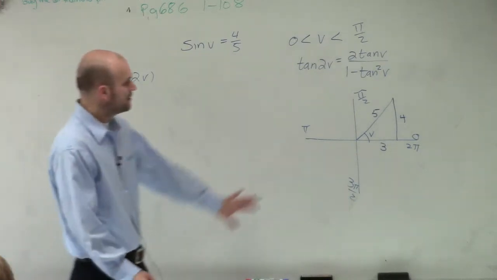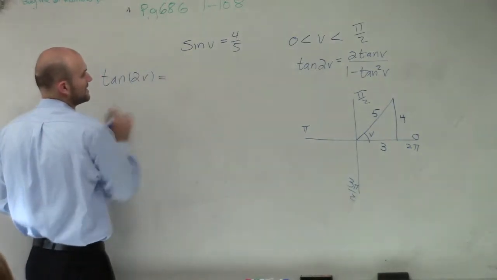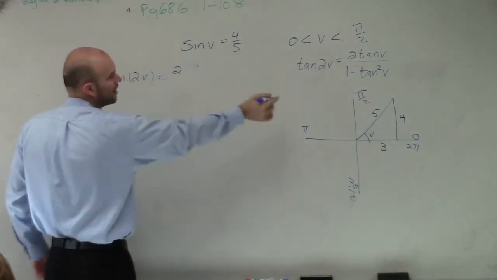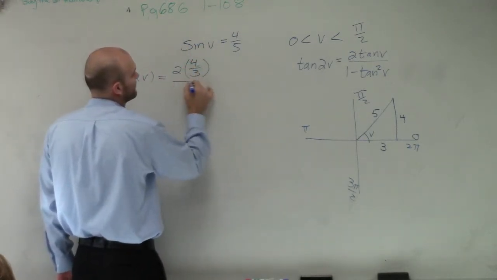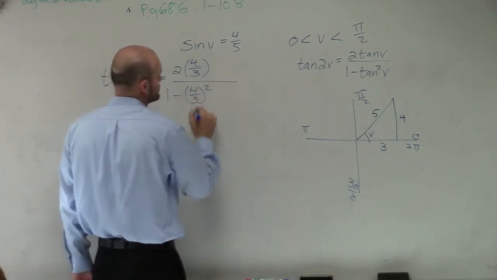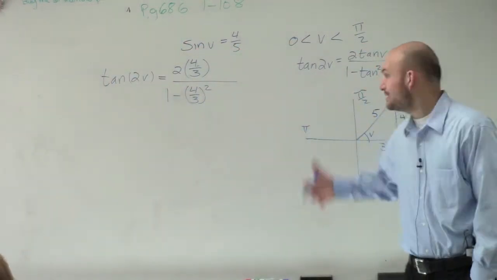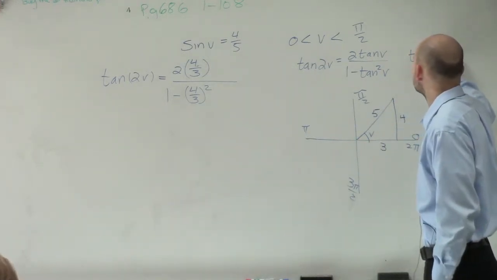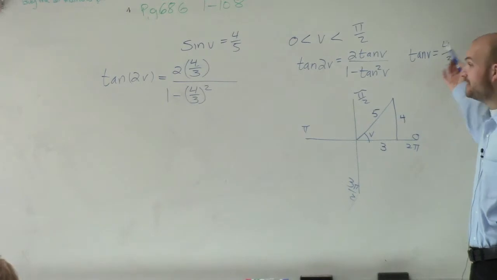All right, so now I'm able to figure out my tangent of v. So now what I'm going to do is just plug it into the formula. So the tangent of 2v is 2 times the tangent of v, which is 4 over 3, divided by 1 minus 4 over 3 squared. Right? It's not the tangent of 4 over 3. The tangent of our angle, the tangent of v, is equal to 4 over 3. So that's why I'm going to replace tangent of v with 4 over 3.